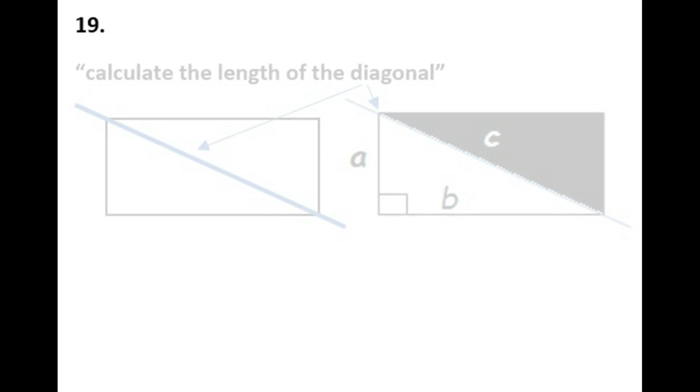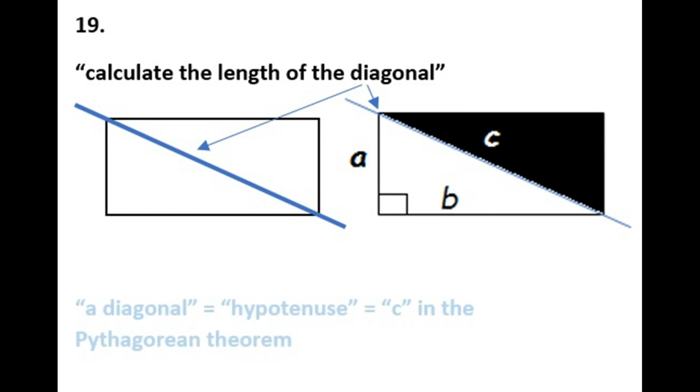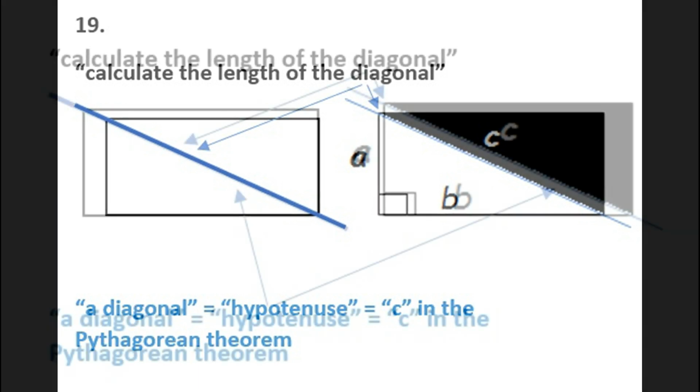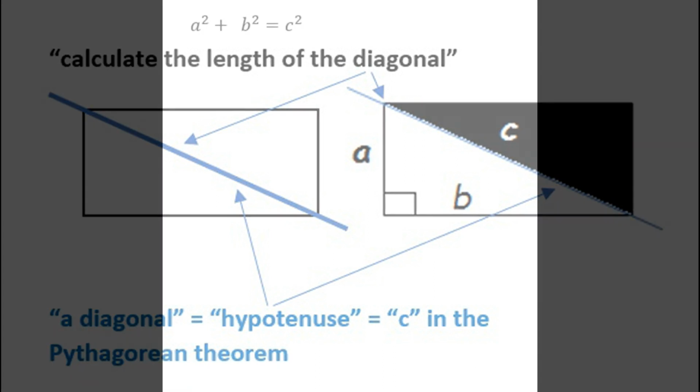All right, so it says here, calculate the length of the diagonal. Don't let that phrase scare you. All they're talking about is the hypotenuse. So if you see the word diagonal, just remember it's the hypotenuse or it's C in the Pythagorean theorem. All right, we're talking about the same line segment, same part of the triangle.